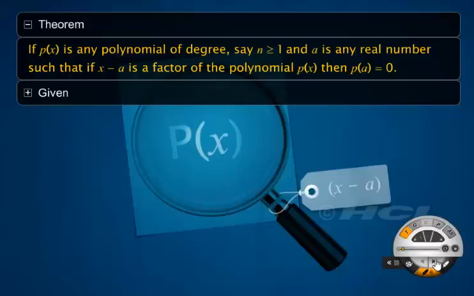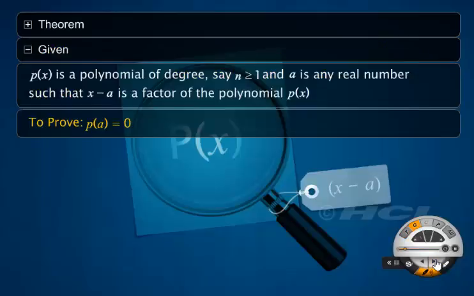Now, let us see the converse of factor theorem. If p of x is a polynomial of degree greater than or equal to 1 and a is any real number such that x minus a is a factor of the polynomial, then p of a is equal to 0. Here we are given x minus a is a factor of the polynomial p of x whose degree is greater than or equal to 1 and a is a real number. We need to prove that p of a is 0.